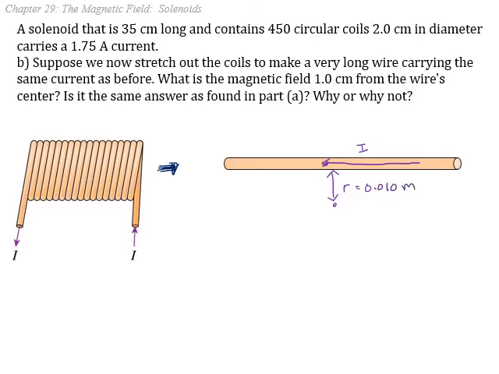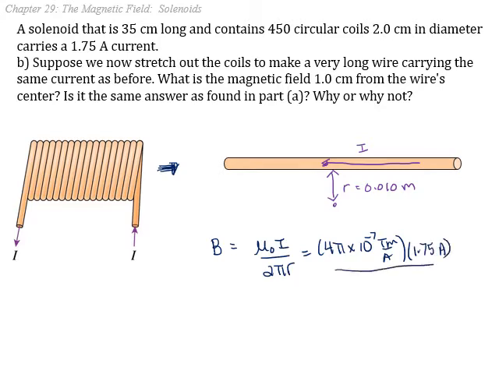Let's use our equation for magnetic field around a long straight wire. B is equal to mu naught times I over 2 pi r. This is familiar because we've done this in earlier lectures. So 4 pi times 10 to the minus 7 Teslas meters over amps times the same current, 1.75 amps, divided by 2 pi times the distance from the wire, which is 0.010 meters. Put that through the calculator, we get 3.5 times 10 to the minus 5 Teslas.